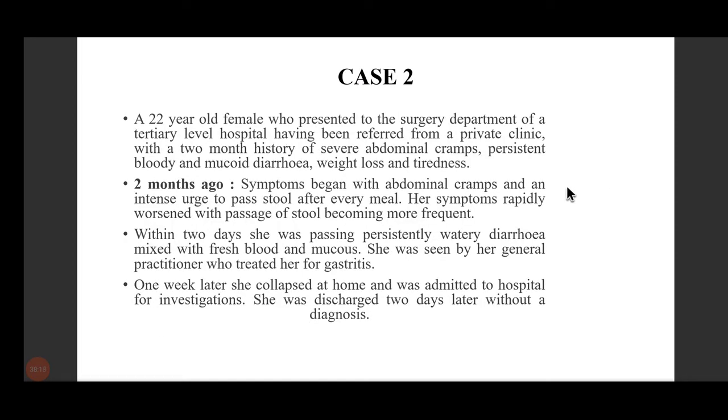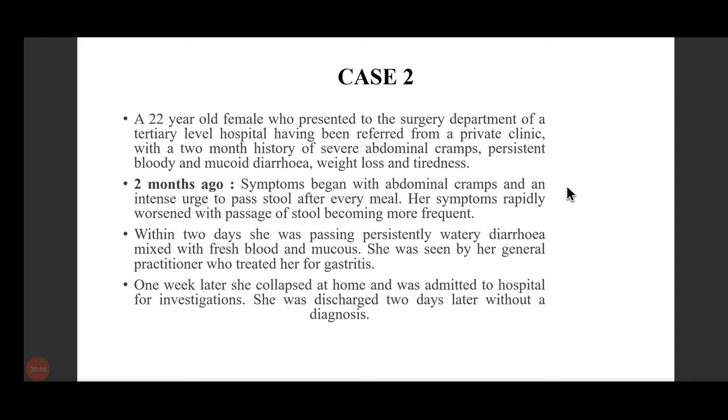Case 2. So amoebic colitis is done. I am starting with the next case, case 2. A 22-year-old female presented to the surgery department of a tertiary level hospital, having been referred from a private clinic with a 2-month history of severe abdominal cramps, persistent bloody and mucoid diarrhea, weight loss and tiredness.